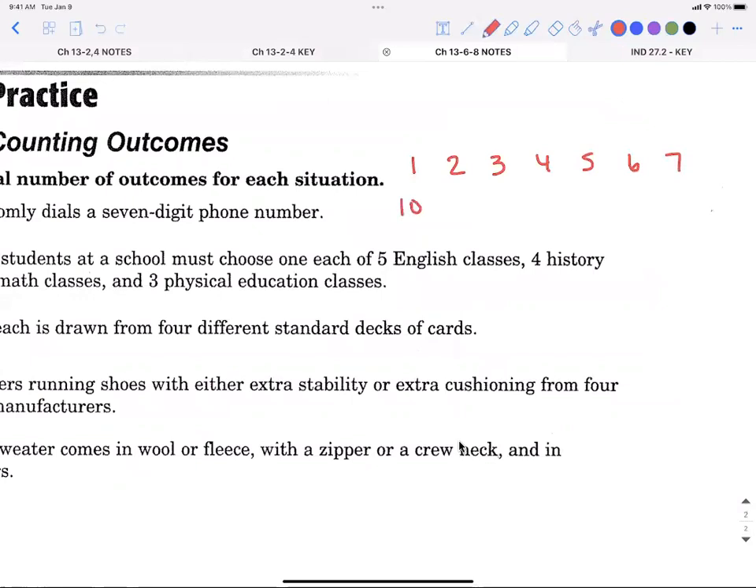The second dial, do any of them disappear? She still has 10, right? So for each one of these, she has the chance of hitting any one of 10 numbers. To find the possible outcomes, you multiply all of these chances. And you can either put it in your calculator, 10 times 10 times 10 times 10, or you can put 10 raised to the 7th power. It doesn't matter. It means the exact same thing. So everybody punch that into their calculator, whichever way you're going to do it.